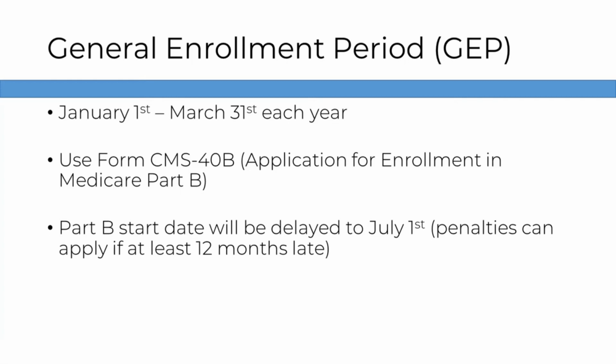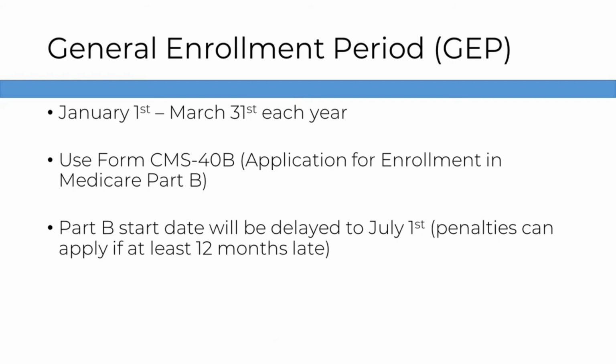Important note, when you enroll in Medicare during the general enrollment period, your Part B start date is delayed until July 1st of that year. If this creates at least a 12-month period in which you should have had Part B, you will be assessed a 10% lifetime premium penalty, and that penalty will be larger the longer you went without Part B.